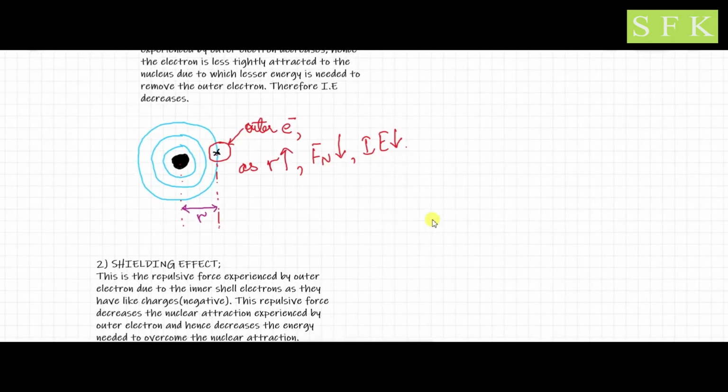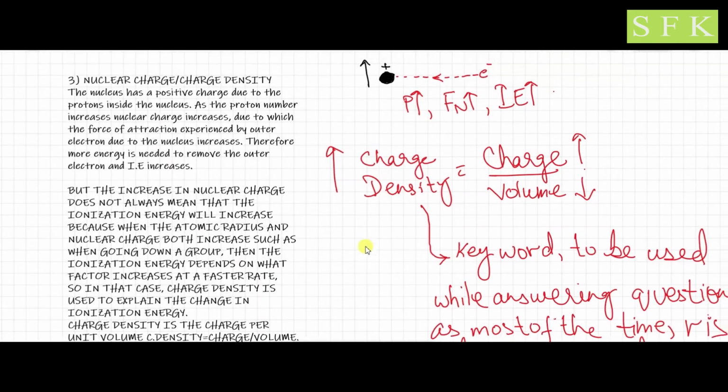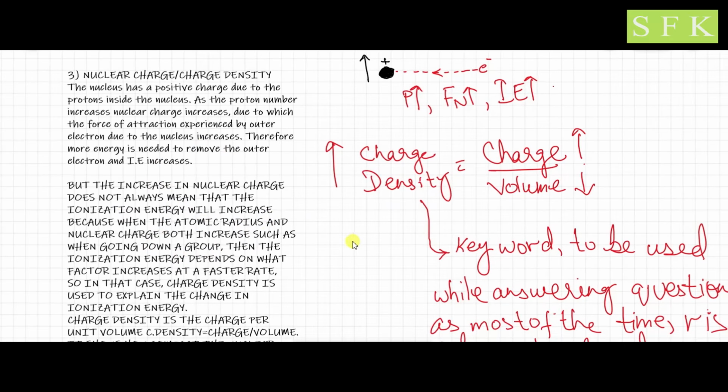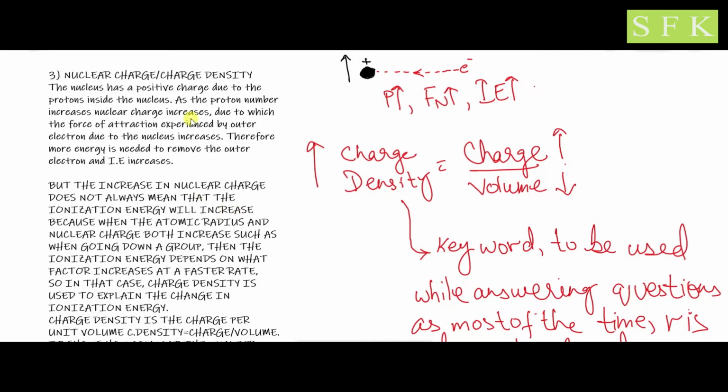They usually ask us to explain the factors that affect ionization energy, and these are basically the main factors that affect ionization energy. Well, I've explained it in quite a lot of detail, but you don't need to explain it in this much detail. You just need to know the key points, which I'm going to discuss in the end. Okay, nuclear charge or charge density.